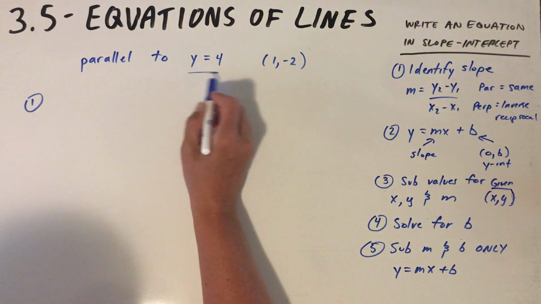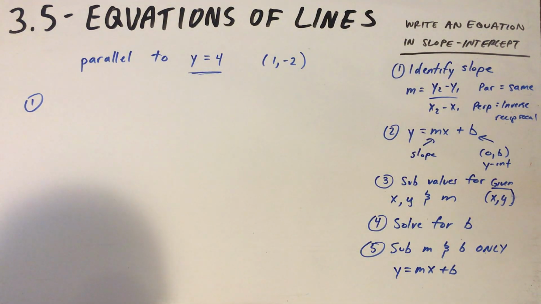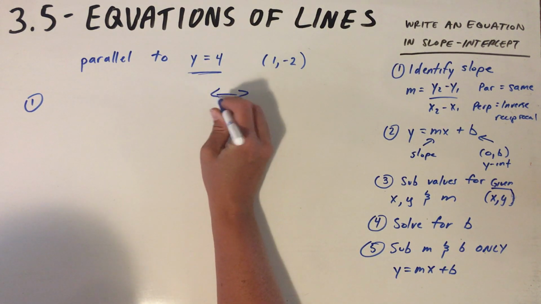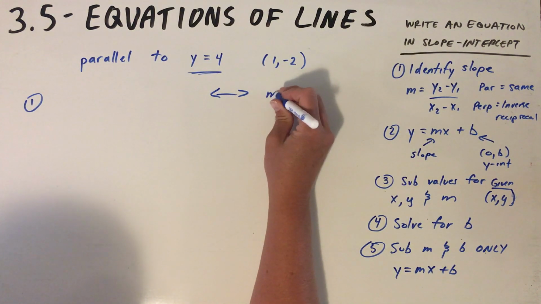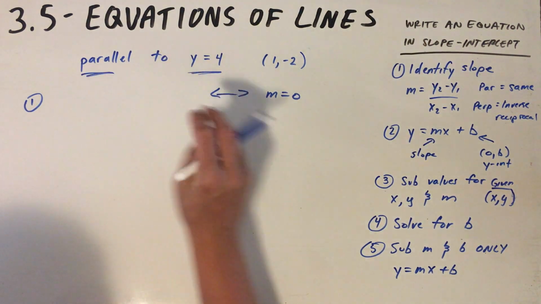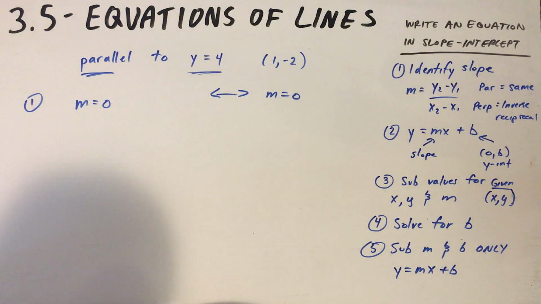What is the slope of this line right here? This is in slope-intercept form, and there's no x. Because there's no x, this means that this is a horizontal line. Remember that y equals a number is a horizontal line. That means that the slope of this line is 0. That also means that the line I'm looking for, because it's parallel to it, has the same slope. So the slope of the line I'm looking for is m = 0.